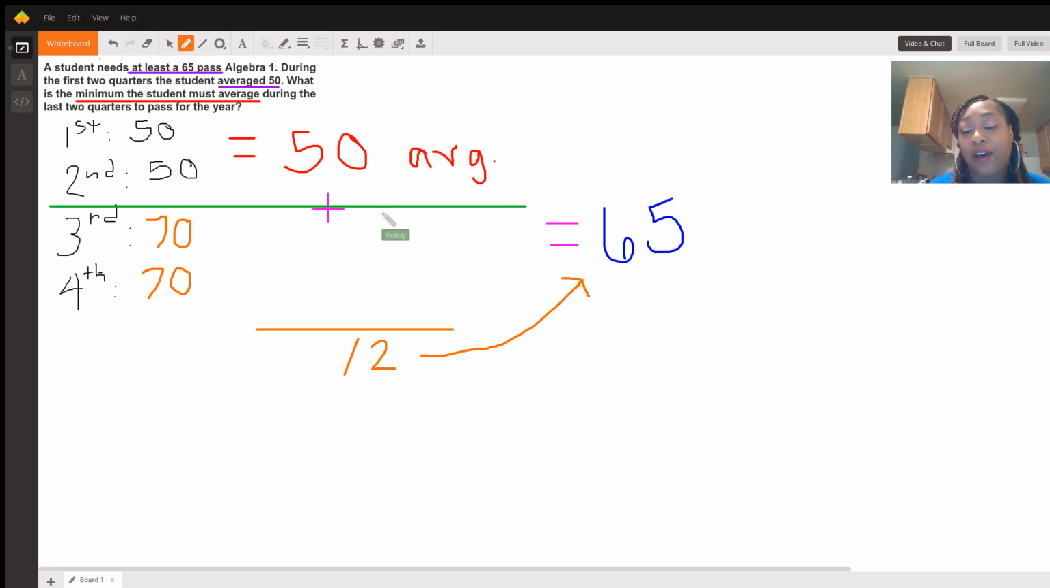But I figured out when adding up both 70 and 50 and then dividing it by 2, it didn't get me quite 65, but it did get me 60. So I knew I had to go a little higher than 70. So 70 would not be a minimum that the student must average. So I tried a different number. So I went up 10 more and I tried 80.